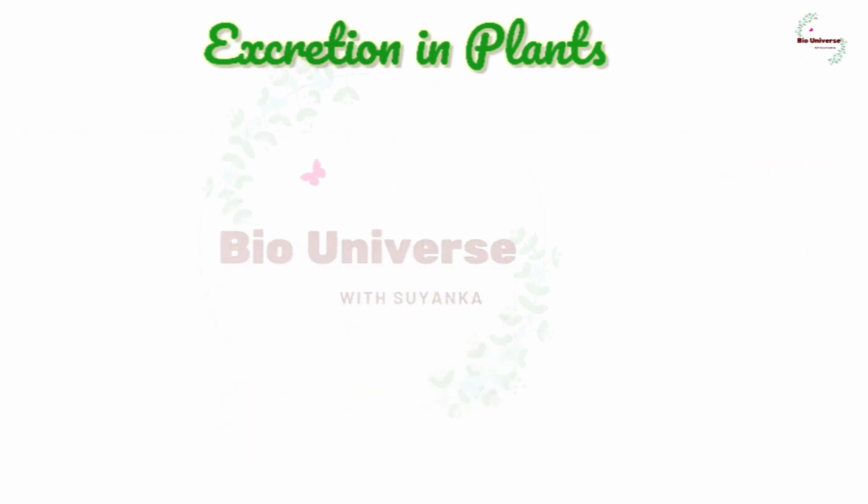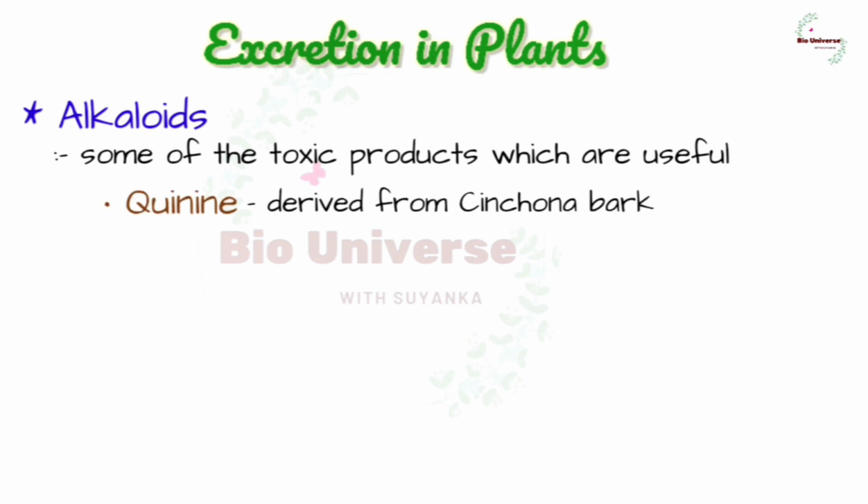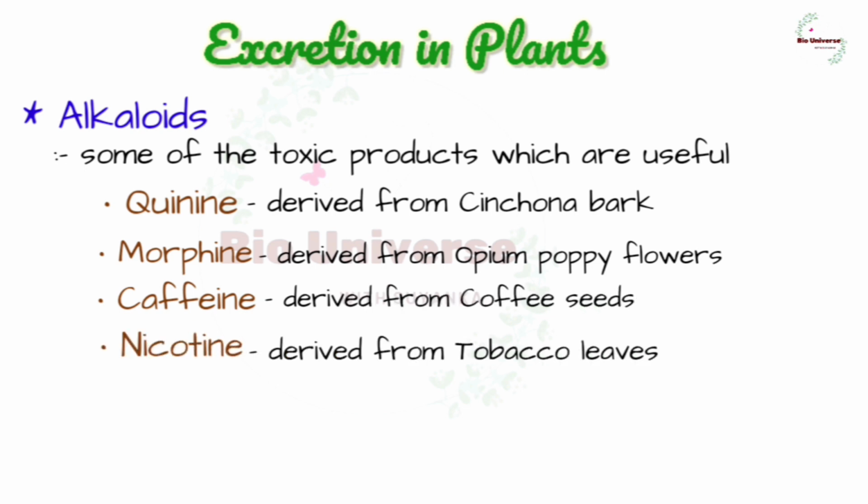Alkaloids are a group of toxic waste products, but some of these are useful to us. For example, quinine, derived from alkaloids stored in cinchona bark, and morphine, derived from alkaloids stored in opium poppy flowers. Caffeine found in coffee seeds and nicotine in tobacco leaves are also alkaloids.